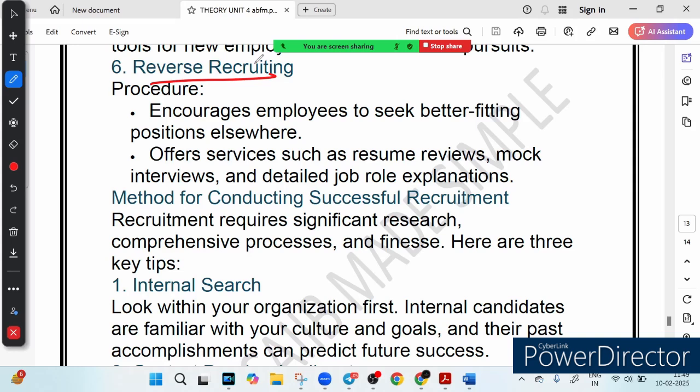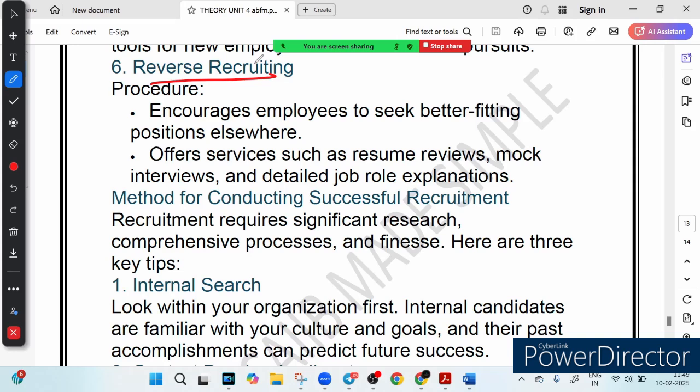It's when an organization encourages employees to explore better job opportunities that suit their skills. The company even assists with resume review, job coaching, and interview preparation. It shows responsible HR practice even when letting an employee go. That is called reverse recruiting. This is strange, right? The corporation is letting the employee go. That is called reverse recruiting.